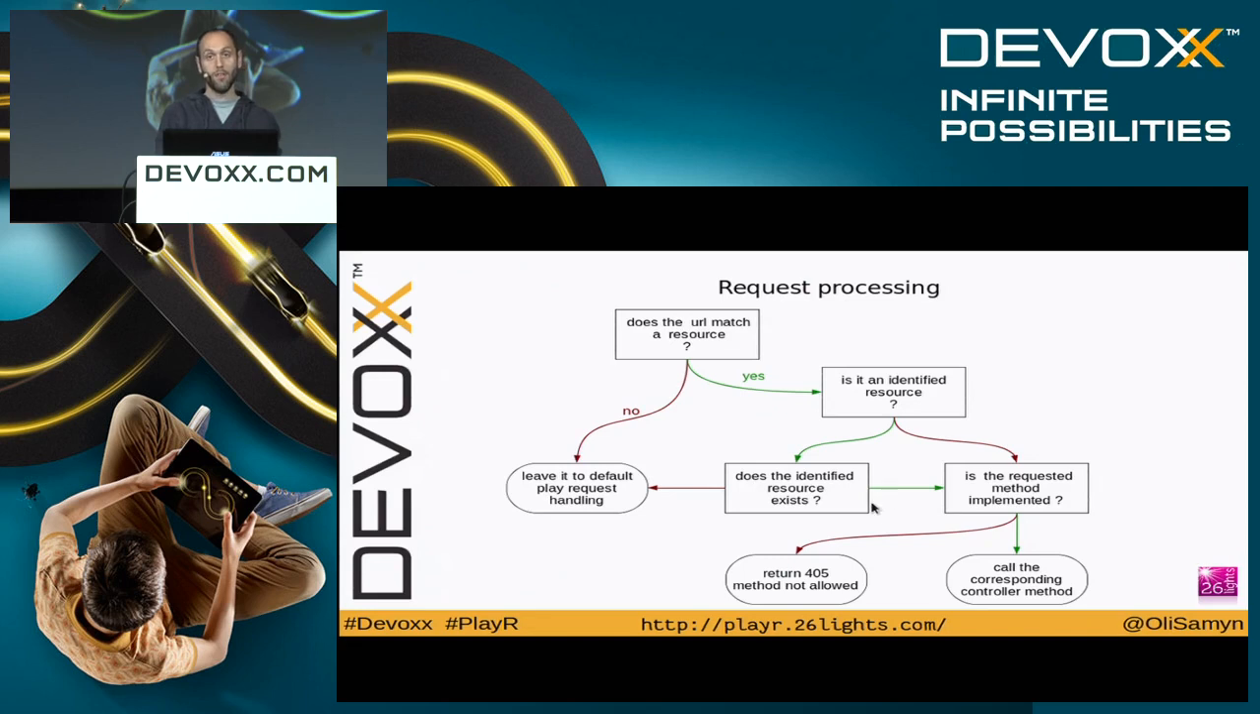Okay. If that method is not implemented, it will return you a 405 HTTP answer. It's something that Play doesn't do by default. Play just says, okay, I don't know about that kind of URL, and it returns you 404. Here we are a little bit more specific on the error. If you have an identified resource and the ID is not found, then you will get 404 probably. In fact, we just let Play do its work in that case.